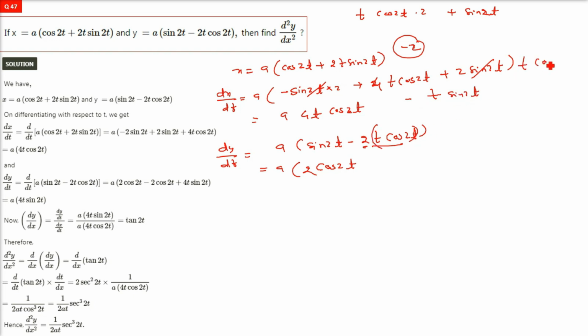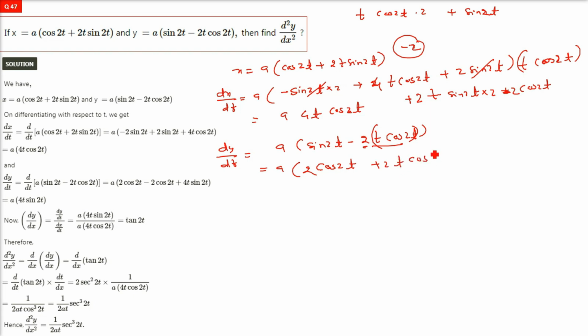So t cos 2t differentiation I'm doing. So cos 2t will give minus sin 2t, differentiation of 2t will be 2. So minus 2t sin 2t, plus cos 2t, differentiation of t will be 1. So what do we get? Cos 2t minus 2t sin 2t. I'm multiplying it by negative 2 also. I told you to remember that. So multiply it by negative 2 and write it here.